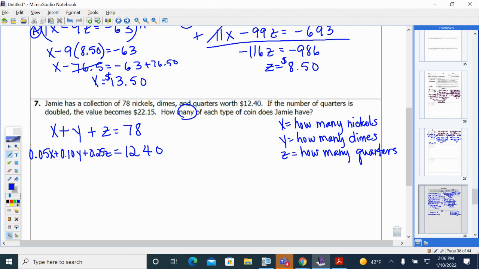Now, the last equation comes from that last part. If the number of quarters is doubled, the value becomes 22.15. So what am I going to do to this equation to now make this 22.15? Well, the nickels are not changed. The dimes are not changed. But I have double the amount of quarters. So 2 times 25 cents is going to be 50 cents. So that's going to change that to 0.50z. And then you would go from there, doing the same process.